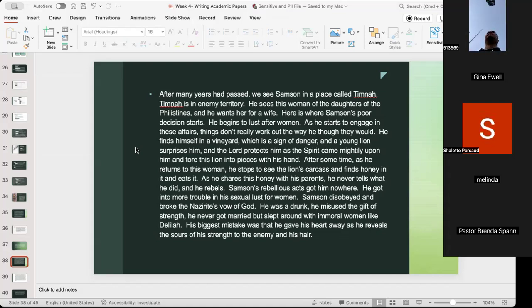He got into more trouble in his sexual lust for women. Samson disobeyed and broke the Nazarite's vow of God. He was a drunk. He misused the gift of strength. He never got married, but slept around with immoral women like Delilah. His biggest mistake was that he gave his heart away as he reveals the source of his strength to the enemy, his hair.